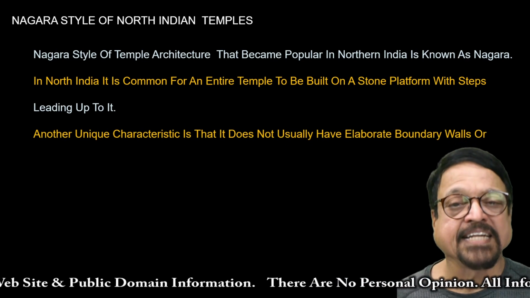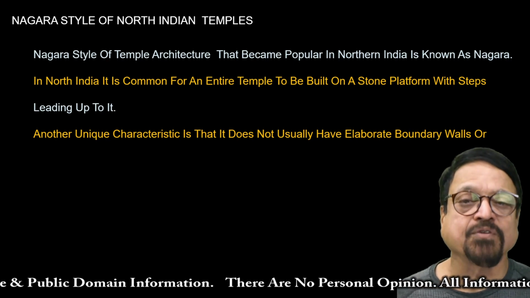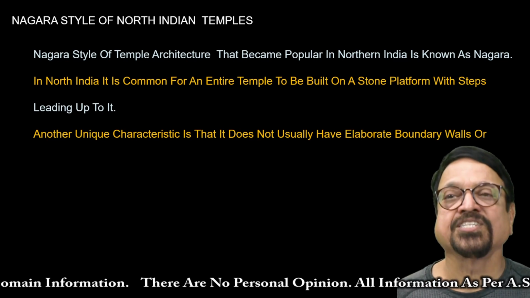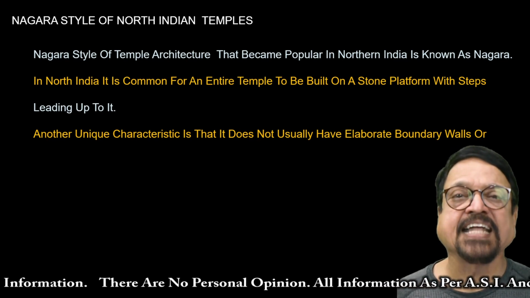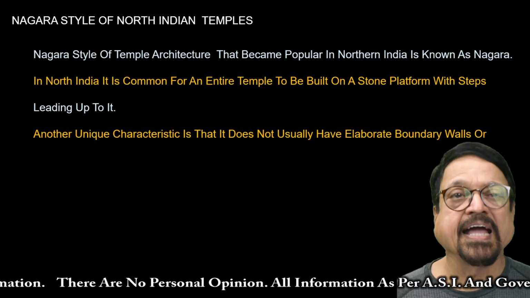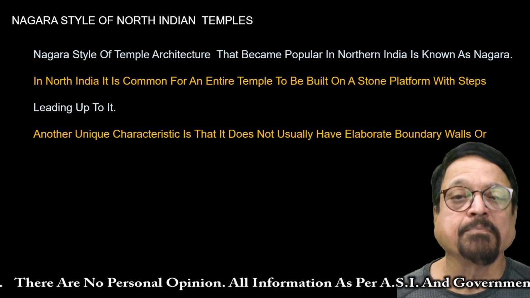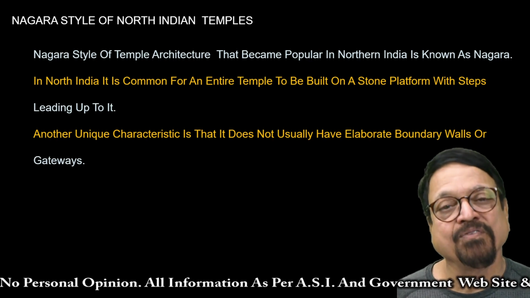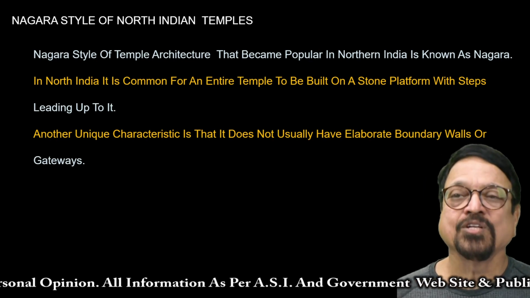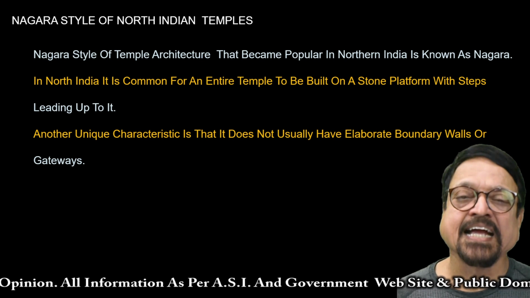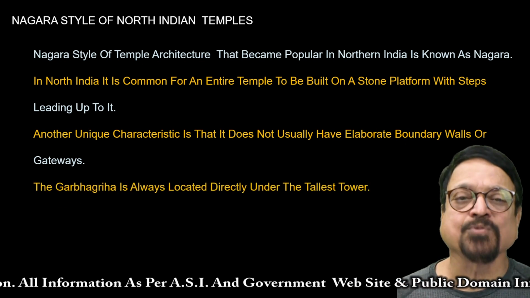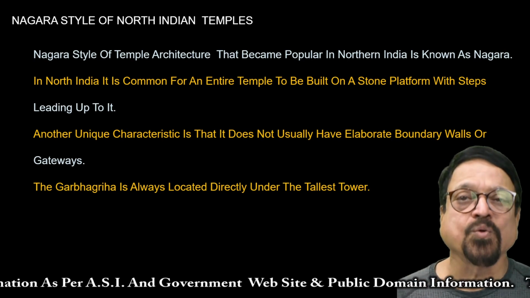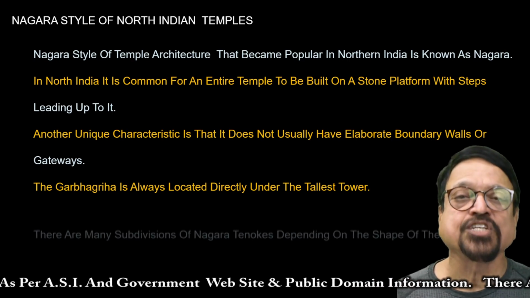So one thing is the raised platform, which is a characteristic of Nagara, which was also adopted in some of the Dravidian style. Another unique characteristic is that it does not usually have an elaborate boundary wall. Compound is not there, Gopuram is not there. That is a speciality of the Dravidian temple. Gopuram is not correctly translated as gateway; a Gopuram is a Gopuram.